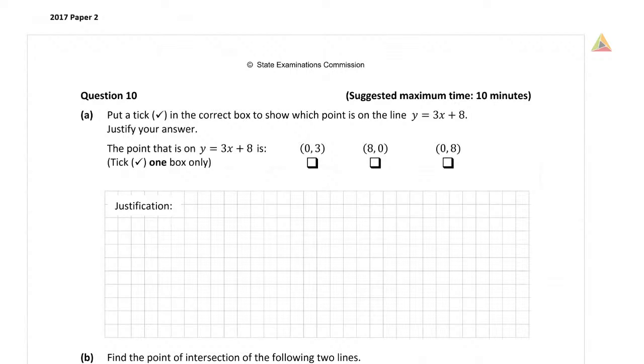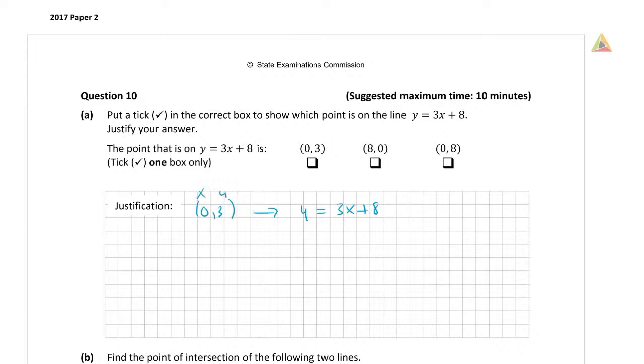Okay, so put a tick in the correct box to show which point is on the line y is equal to 3x plus 8. Justify your answer. Okay, so I am going to try the first one. So we'll go with the point 0, 3. We're going to test, is that on the line y is equal to 3x plus 8.